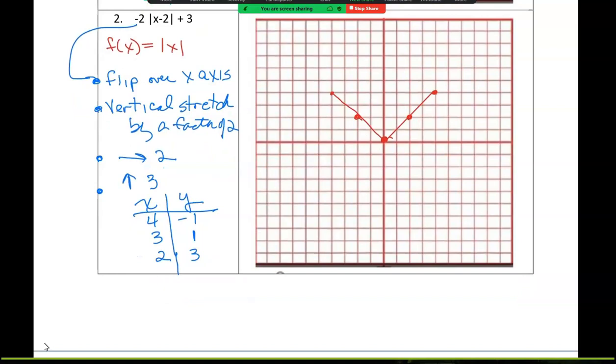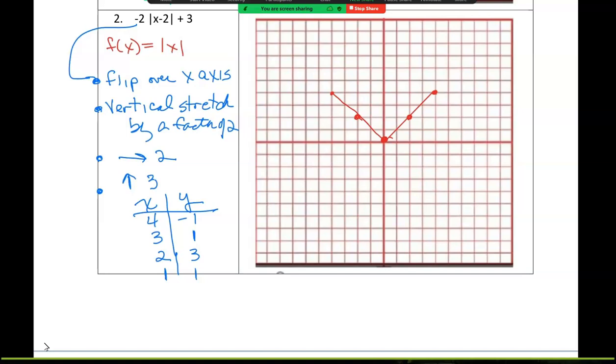I'm going to head in the same direction because it's going well. So let's put a 1. 1 minus 2 is a negative 1. But the absolute value of negative 1 is 1. 1 times negative 2 is a negative 2. And negative 2 plus 3 is a 1. Okay, I think I'm seeing a vertex appearing, and I'm going the other way now.